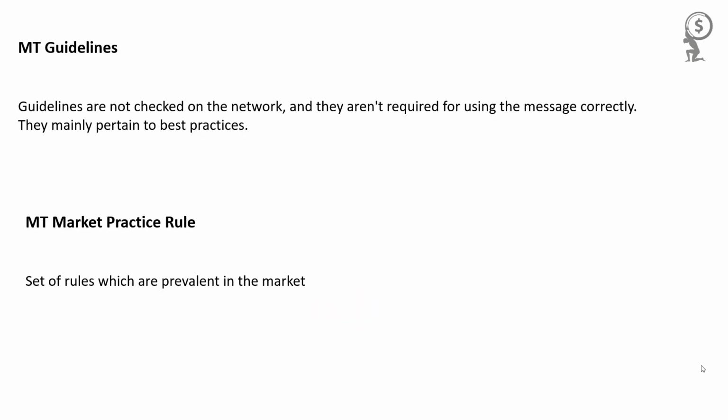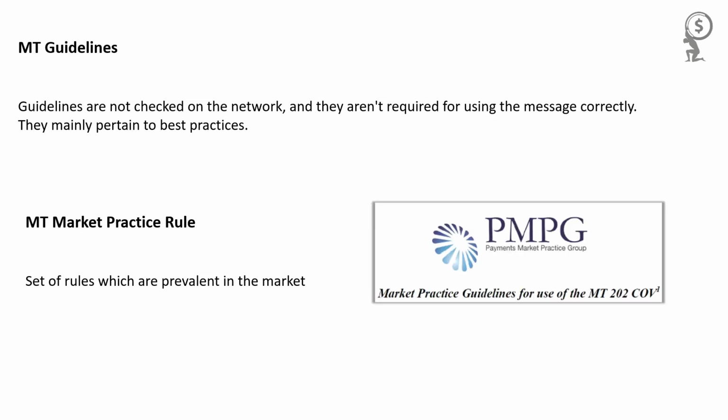The third and the fourth level of validation are super simple, and we can talk about them when it comes to a real-life example. But briefly, we can say that the guidelines are not required for using the message correctly, they are mainly related to best practices. And the same thing applies to the market practice rule. For example, the PMPG is a market practice guideline for the use of the MT202.